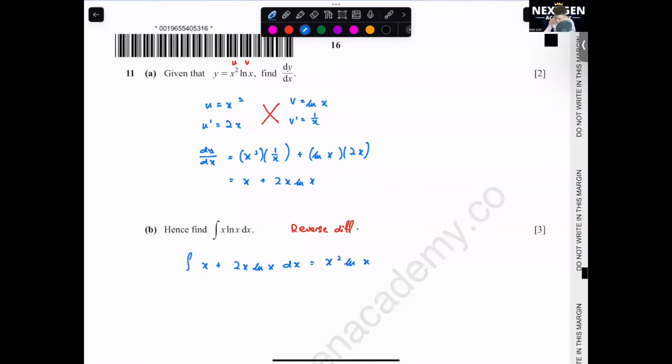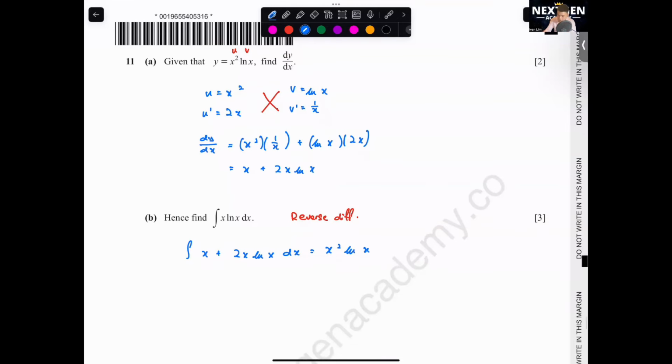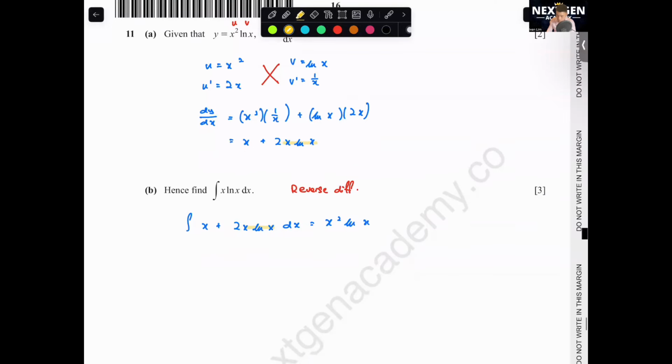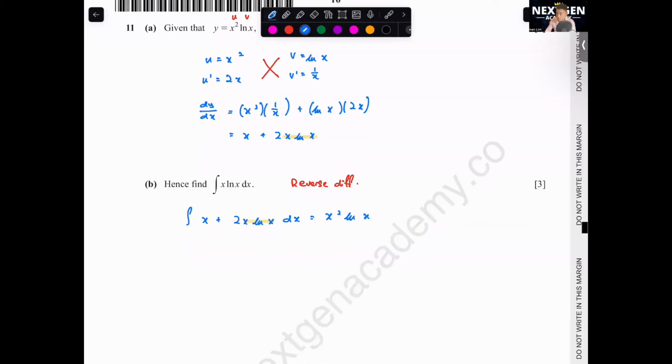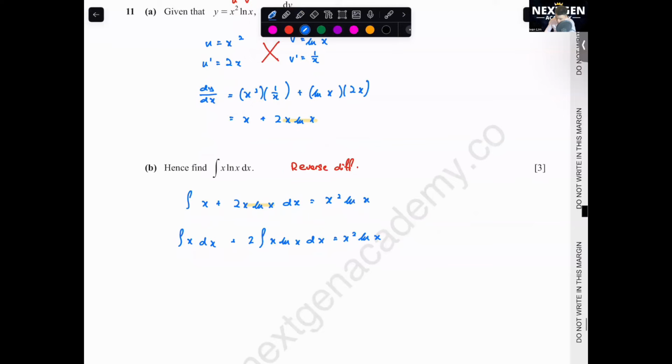x squared ln x. And why do I use the answer? Because there's some elements of x ln x in the final answer here. So I want to just leave in terms of x ln x on the left-hand side. The others, I'm just going to split it up. So here, I'll put integral of x dx plus 2 integral x ln x dx equals x squared ln x. Okay, whatever that we don't want, we bring it to the right-hand side.